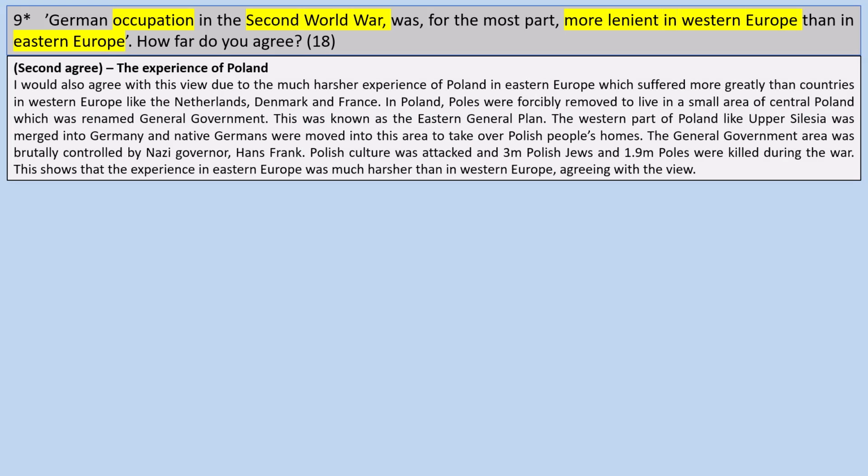I would also agree with this view due to the much harsher experience of Poland in Eastern Europe, which suffered more greatly than countries in Western Europe like the Netherlands, Denmark and France. In Poland, Poles were forcibly removed to live in a small area of central Poland, which was renamed General Government. This was known as the Eastern General Plan.